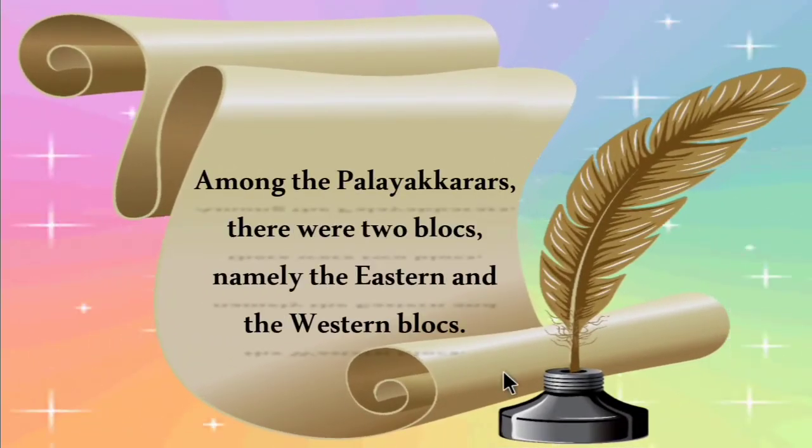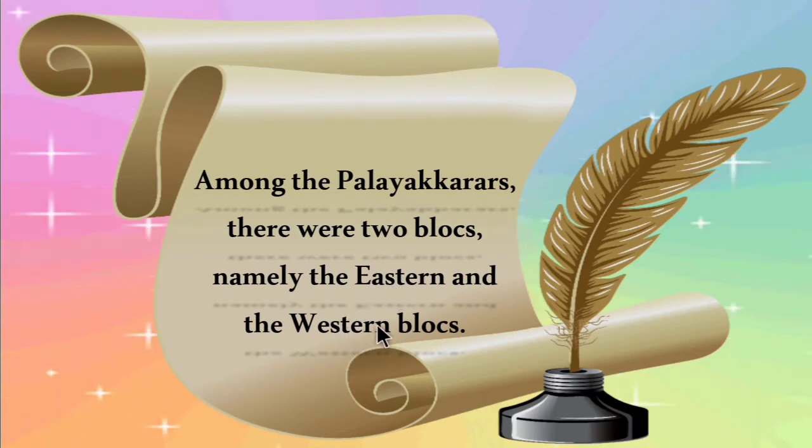Among the Palayakaras, there were two blocks, namely the eastern and the western blocks. So the Palayakaras were divided into two: one is the eastern block, the other one is the western block.